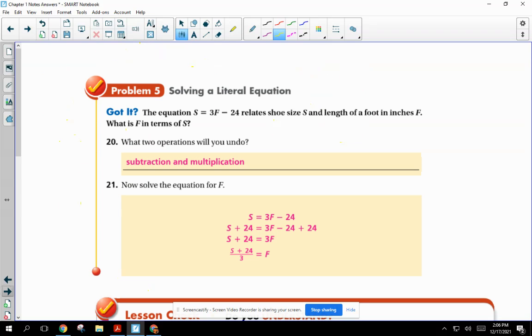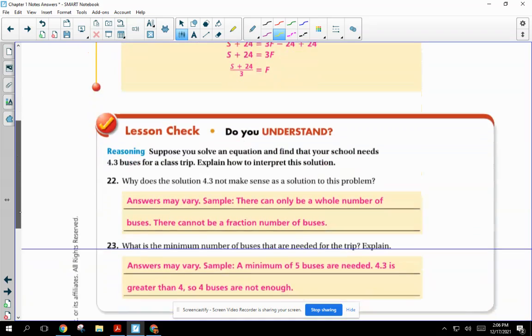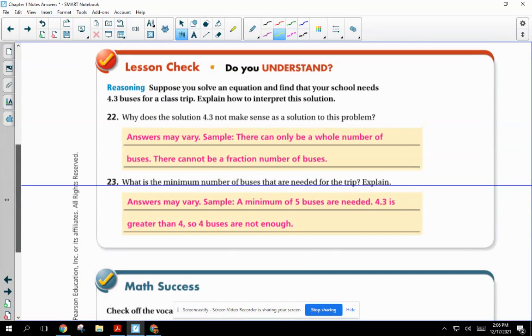The end of this chapter, problem 5, we're not going to do. And because we did some of those other problems, your homework's going to be like the problems I gave you, the extra ones. The lesson check just says, suppose you can solve an equation and find that your school needs 4.3 buses for the class trip. Explain how to interpret this solution.